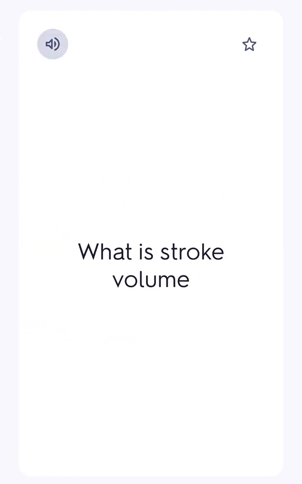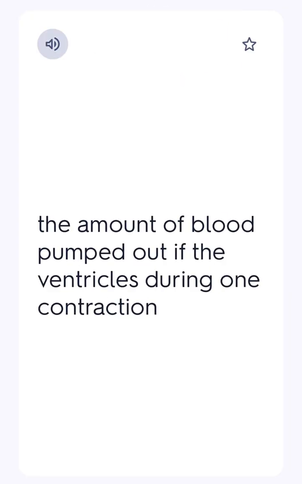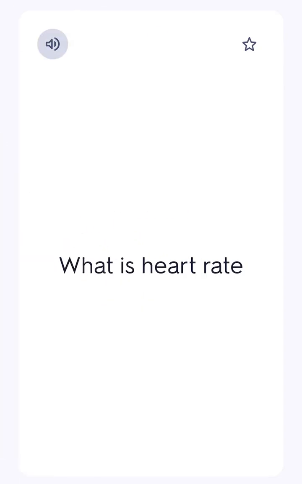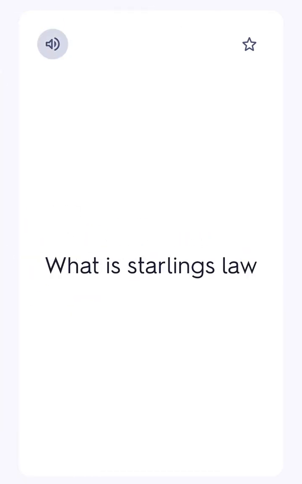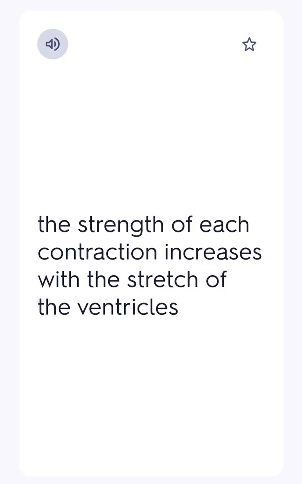What is stroke volume? The amount of blood pumped out of the ventricles during one contraction. What is heart rate? Amount of times the heart contracts in 1 minute. What is Starling's law? The strength of each contraction increases with the stretch of the ventricles.